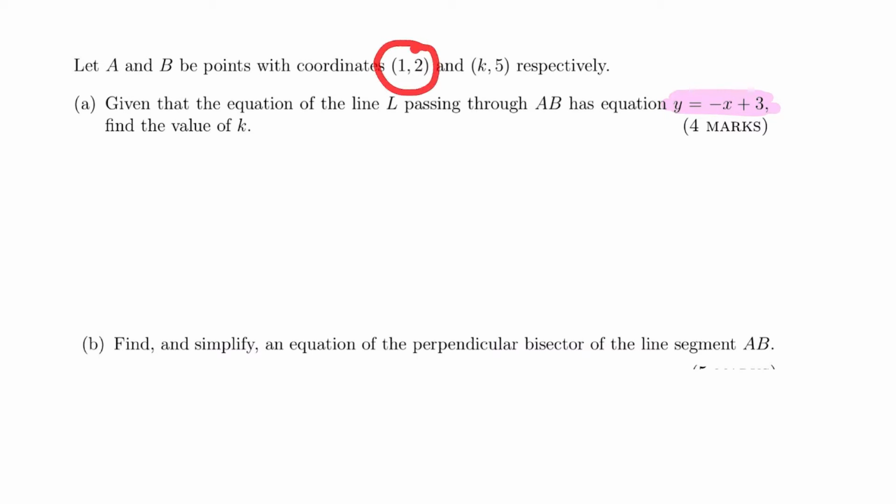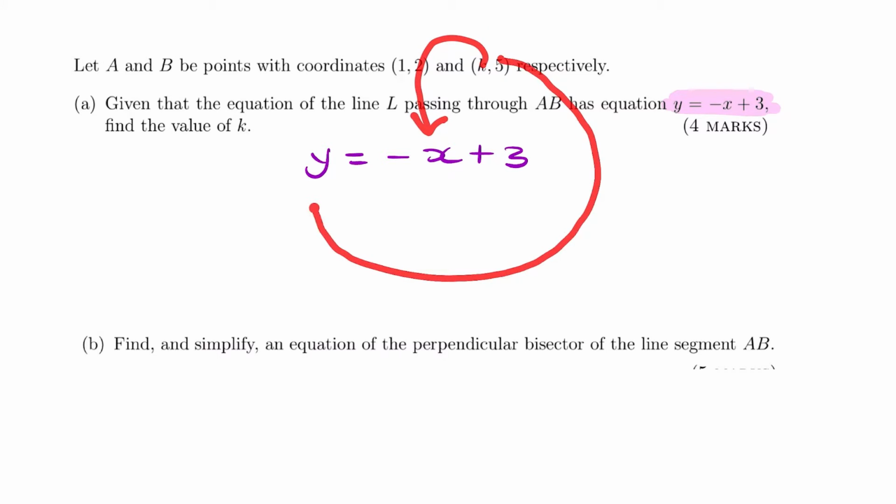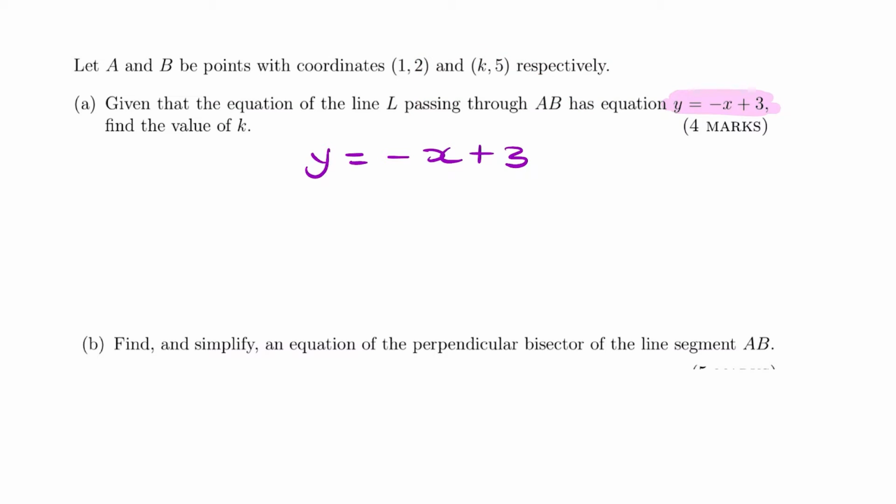In this question, we're given the coordinates of the point A and the coordinates of the point B in terms of some variable k, and we're given the equation of the line that joins points A and B. So we know that y equals minus x plus 3. So if you put a value of x as 1, you should expect the value of y to be 2. And if you put the value of x to be k, you should expect the value of y to be 5. So let's try that.